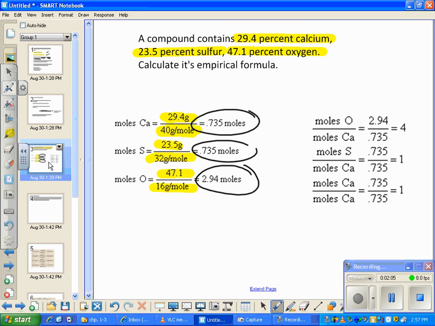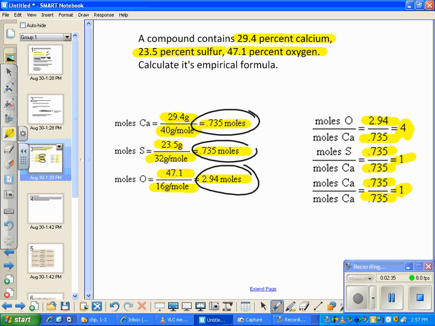If we look here, I have 0.735, 0.735, and 2.94. The smallest number of moles that I have is 0.735. So I'm going to divide that into all the numbers. 0.735 into 0.735 is going to be 1. You divide it into this one, you get 1. And then 2.94 divided by 0.735 is equal to 4.